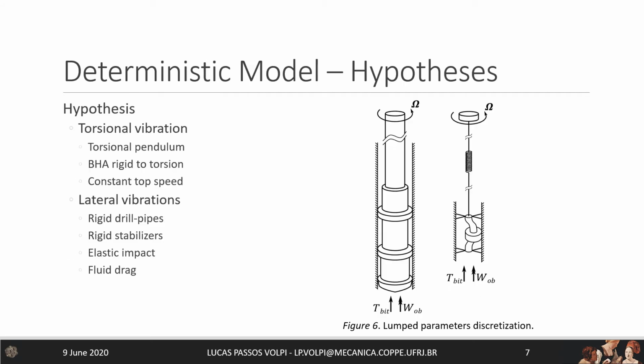Here, the main hypotheses of the deterministic model are highlighted in accordance with their respective degrees of freedom. The first one is that whereas the drill pipes can be modeled as a torsional pendulum, the BHA is rigid to torsion. Also, the speed applied at the top is considered constant. For the lateral degrees of freedom, the drill pipes are considered rigid due to the axial forces. Hence, all lateral vibrations are limited to the BHA. The impact was considered elastic and fluid coupling was taken into account.